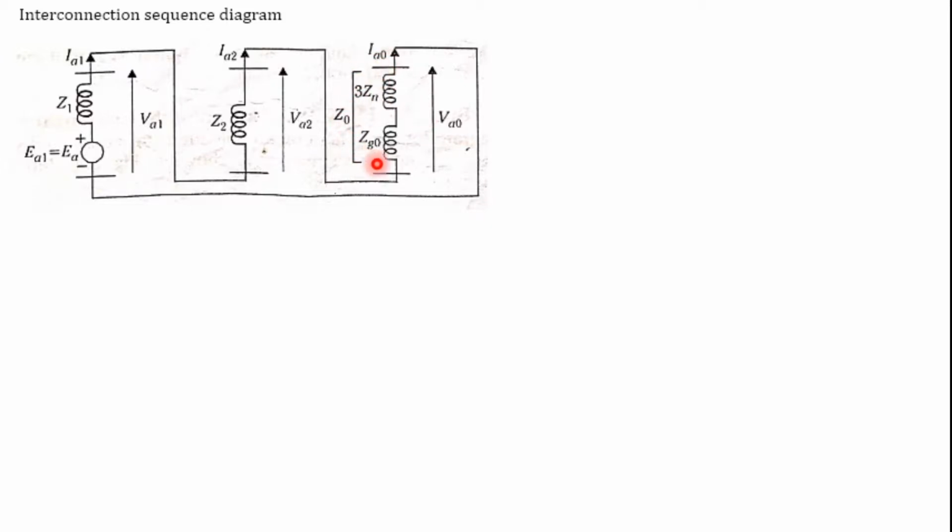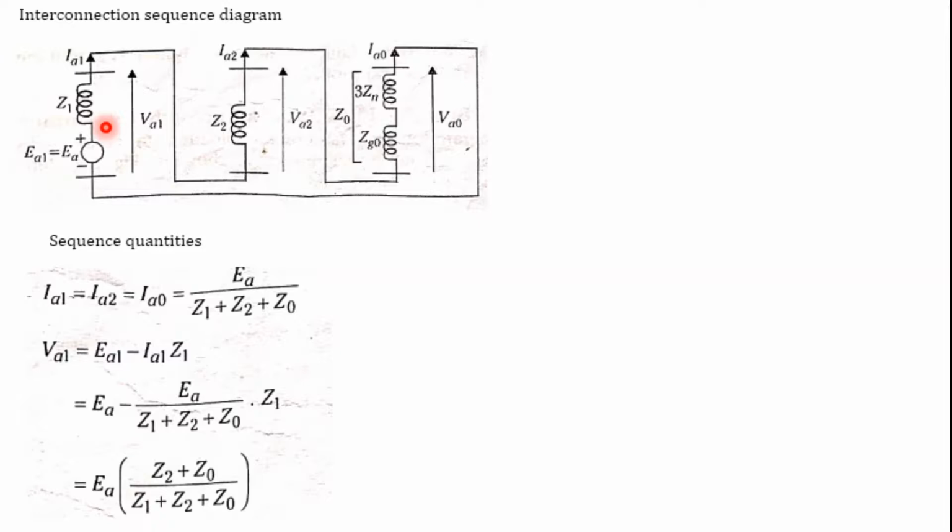So here you can see what the Z0 value is. Z0 consists of Zg0 plus 3Zn. Already we derived that, and why we consider it as 3 times the value of Zn. You can see that the same current IA1 flowing across the circuit also flows across the VA2 circuit, so it becomes IA2. The same current flows into the VA0 circuit, so this becomes IA0. So based on this we can write these sequence quantities with the help of the interconnected sequence network diagram. IA1 is the same as IA2, which is the same as IA0.